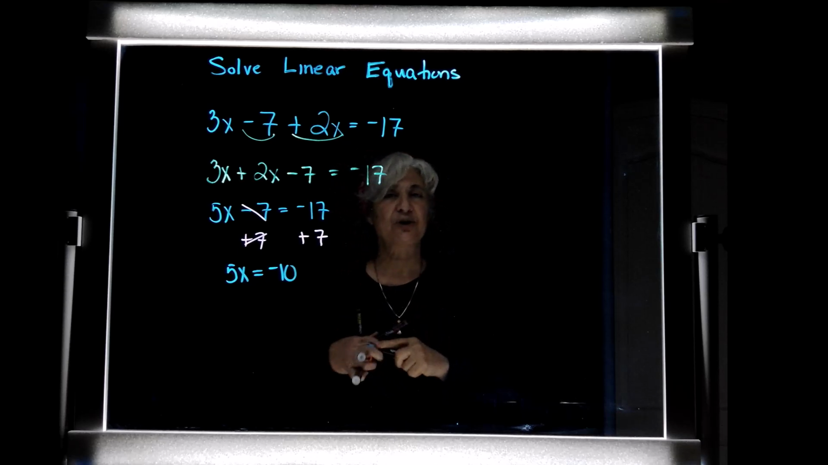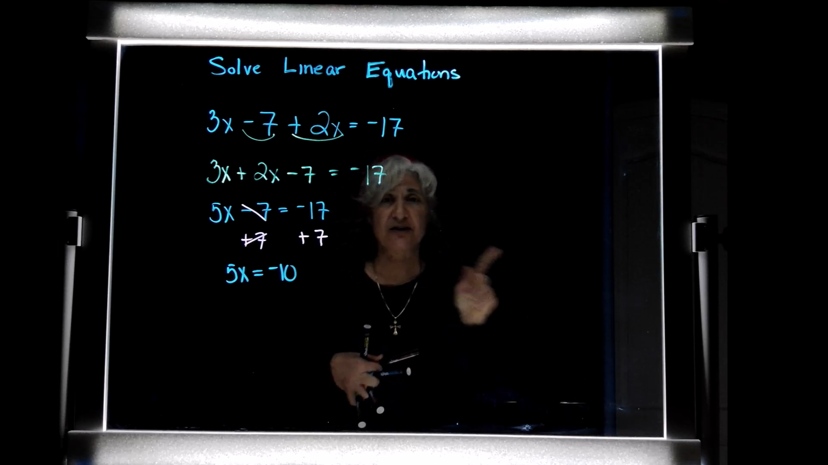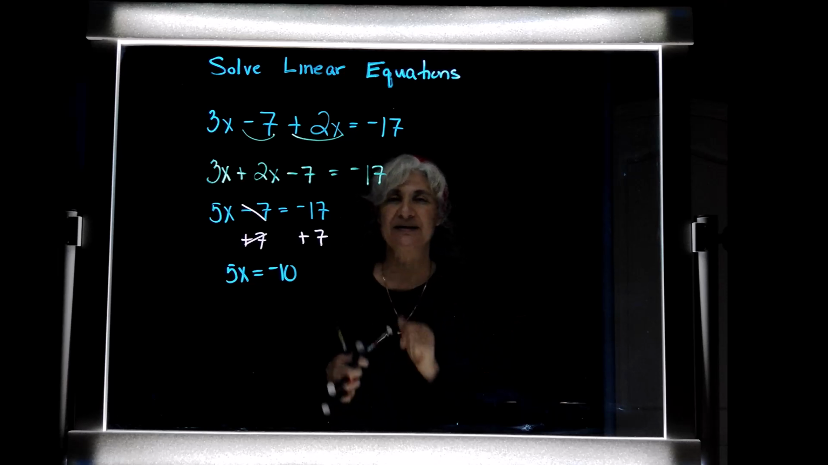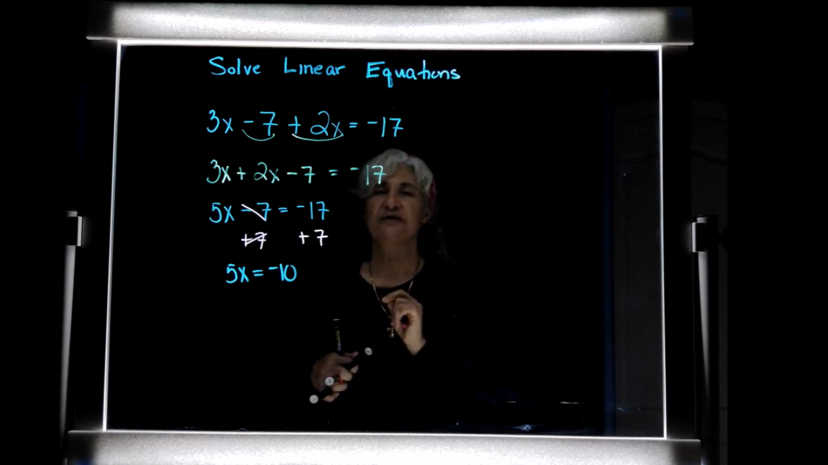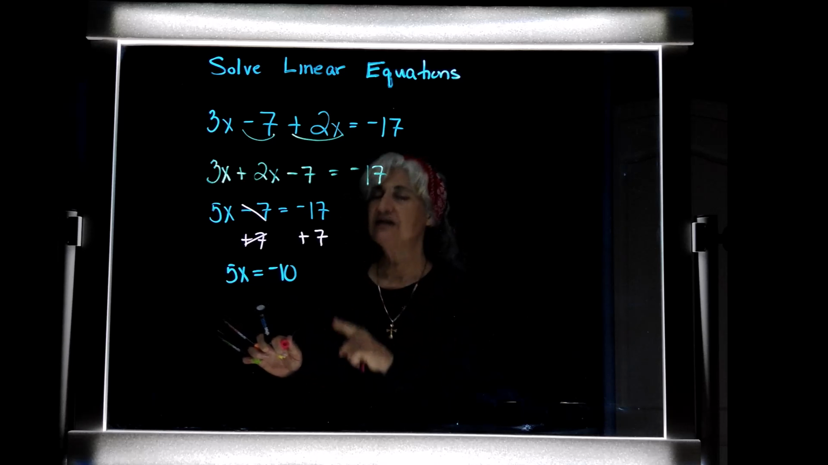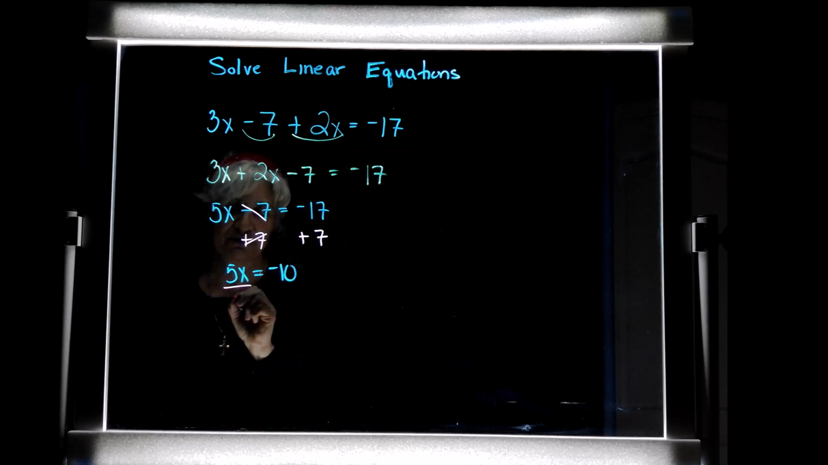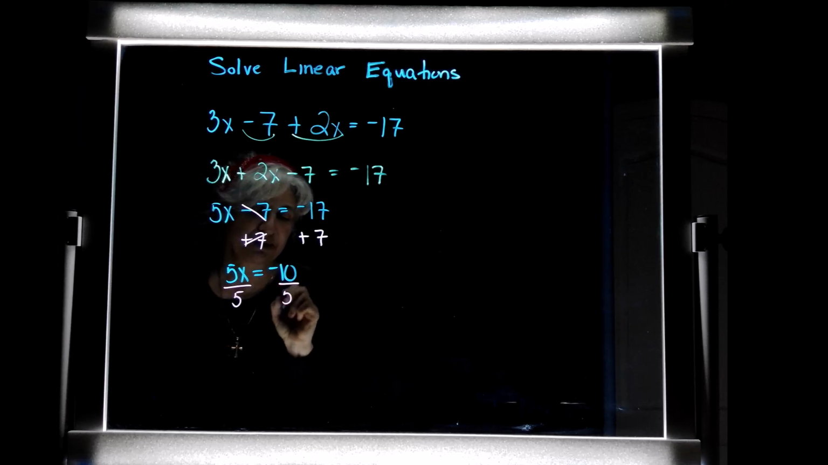So now that the x's are all on one side and the non-x is on the other, I need to get x by itself. What do I need to get rid of? The 5. How is the 5 attached? Multiplication. How do you break it? Division. Wonderful. I'm hearing you guys. You're doing a great job out there.